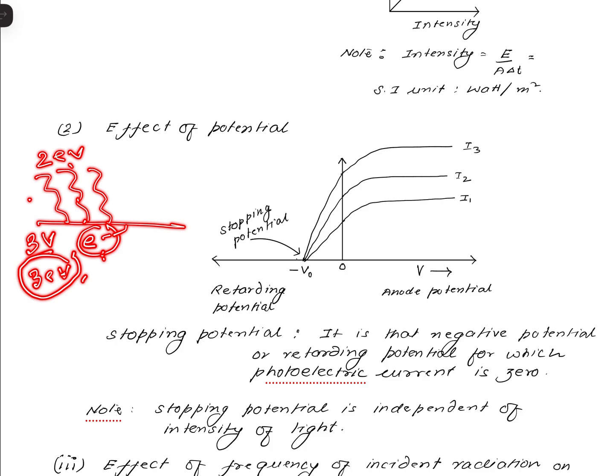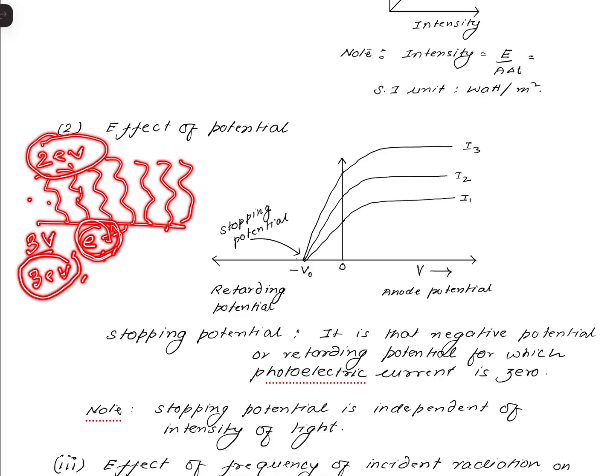Now if I increase the intensity, what does it mean? Increasing the intensity means you are just increasing the number of photons. You're not increasing energy. What are you increasing? The number of photons. Okay. So each photon will receive the same amount of energy as it was receiving before, that is 2 electron volt.